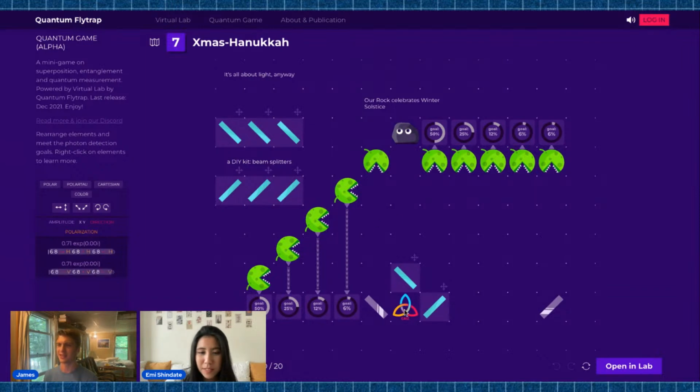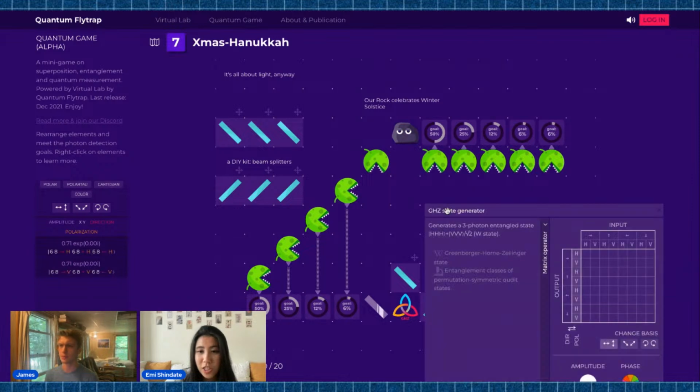Where are we starting? We're starting here. What is this? GHZ generator. State generator. Okay. Generates a 3-photon entangled state. Oh, wow. See, they make these things sound so easy, but I don't think I've even described three-photon entangled states. I think we've only stuck to 2 throughout the course of our degrees, like when we were talking about superposition or entanglement or things like tensors. Yeah, I've never heard of that. Interesting. How you'd have 3 photons entangled. 3 photons.